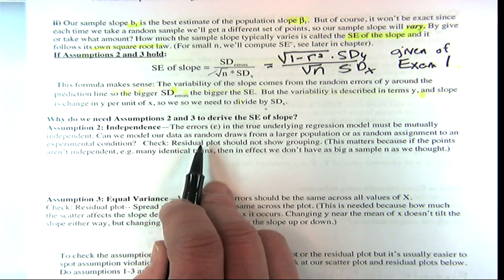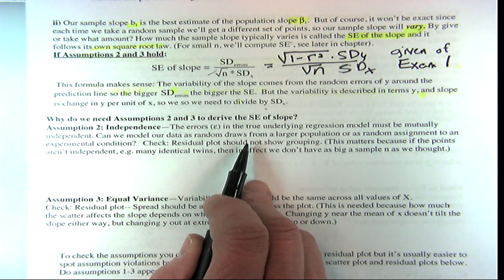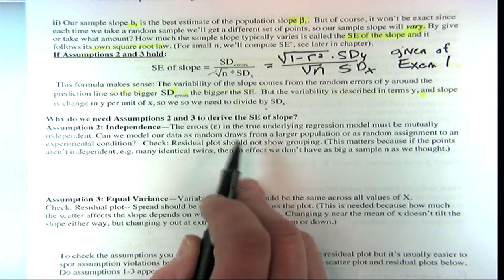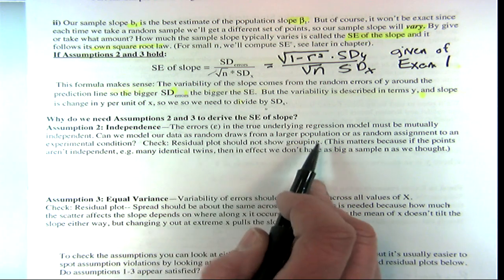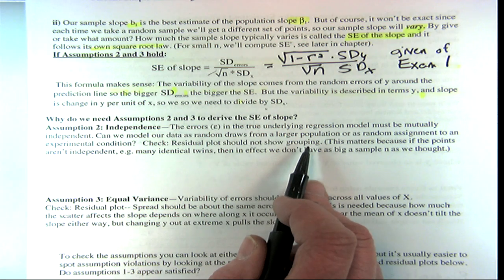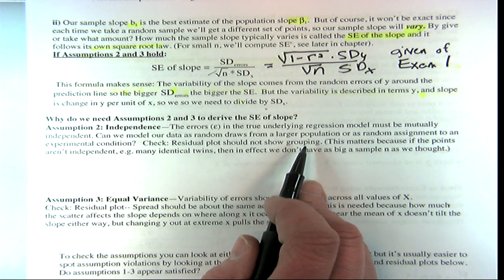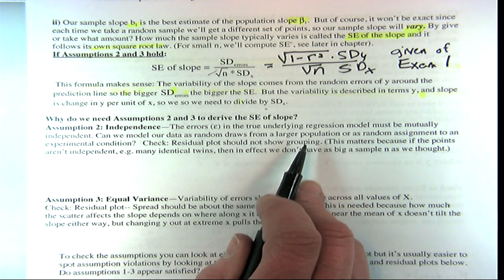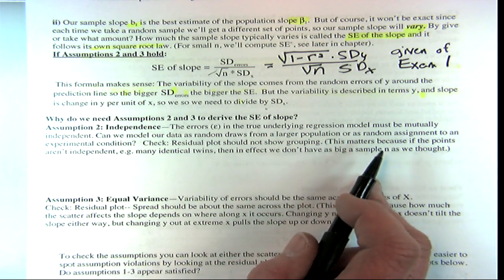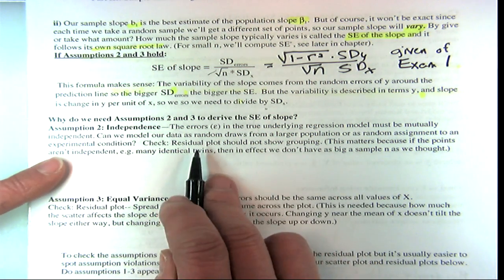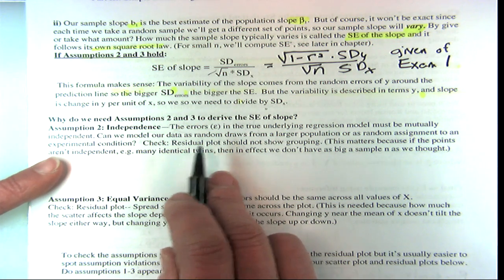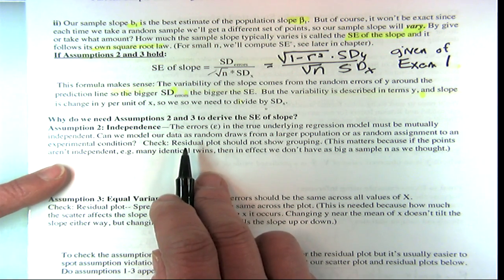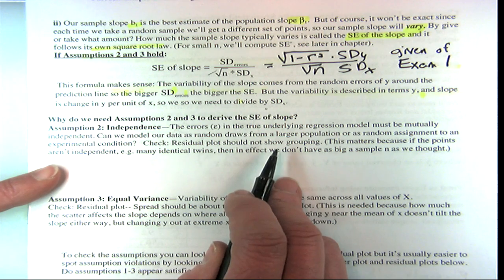The idea is, can we model our data as random errors, random draws, excuse me, from a larger population? Can we model them as random draws, so that when you pick one point, it doesn't determine what the next point would be, or change the odds of getting the next point? It matters. So how can we check this? Your scatter plot, and we'll look at this in a minute. Your scatter plot and your residual plots should show no grouping.